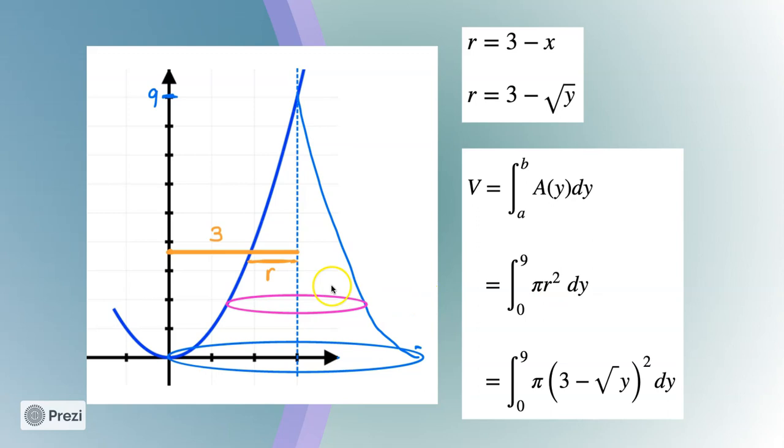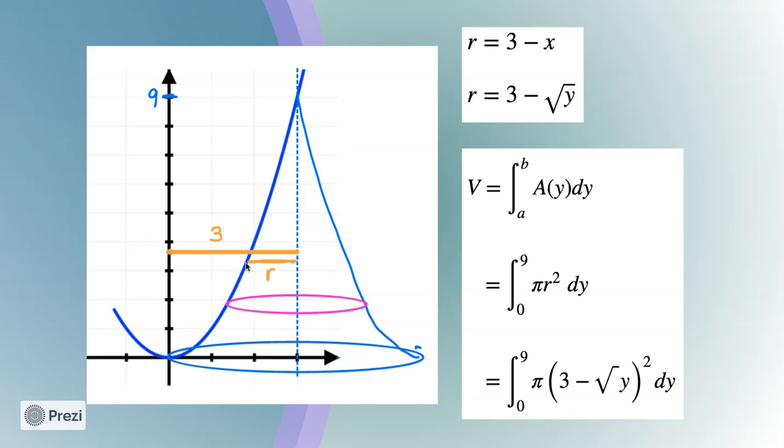Well, to do that, notice how from the y-axis all the way to the axis of rotation, there's a length of 3, and it's constant from top to bottom, or bottom to top. R is actually 3 minus the x value. We just talked about earlier how this is equal to x. So if we did 3 minus x, we would get the radius. Since we are integrating in terms of y, it's 3 minus the square root of y.